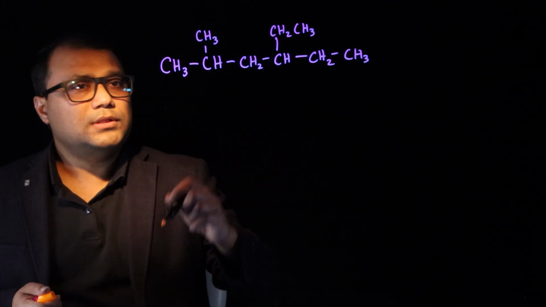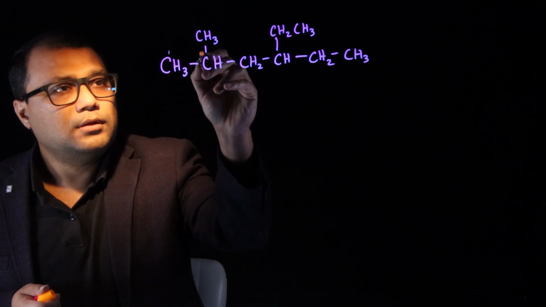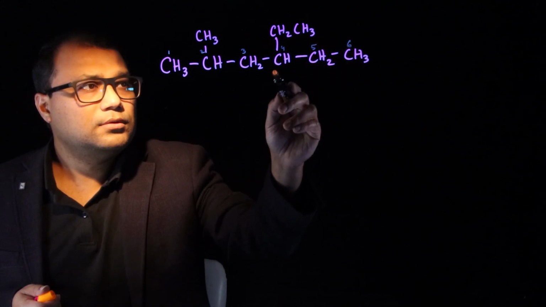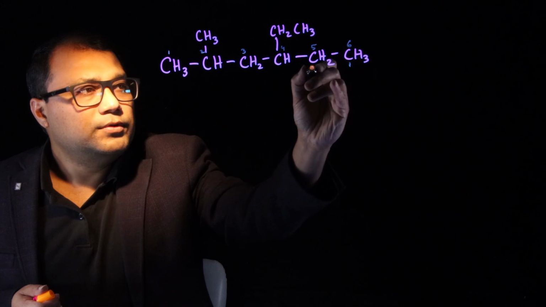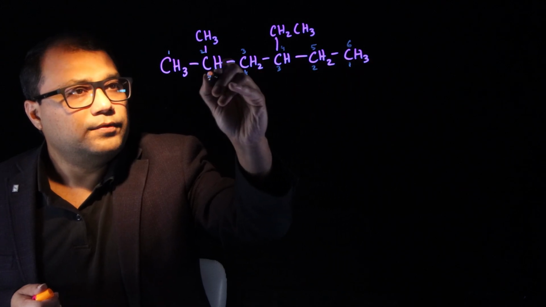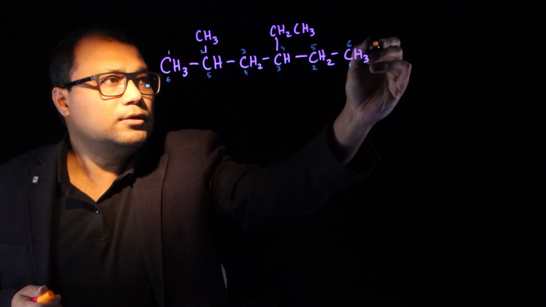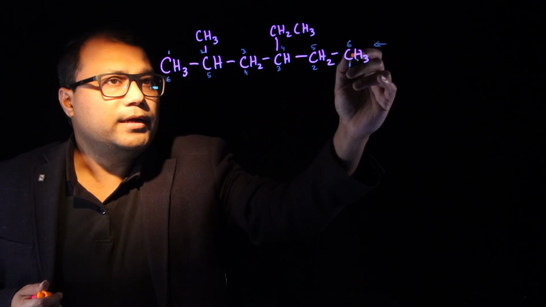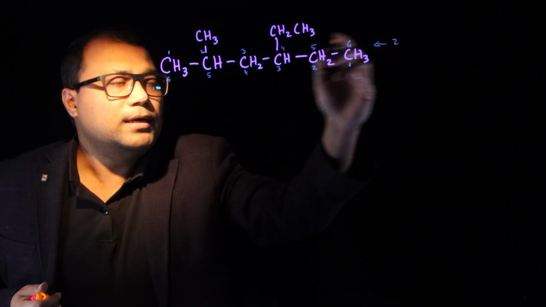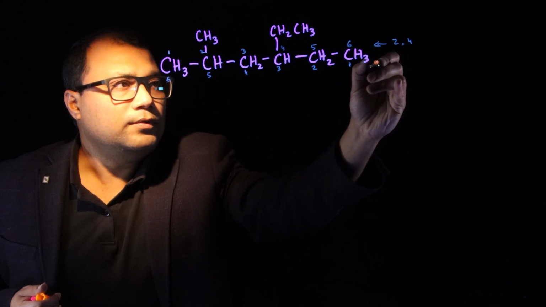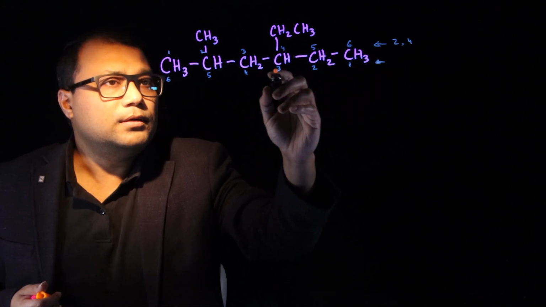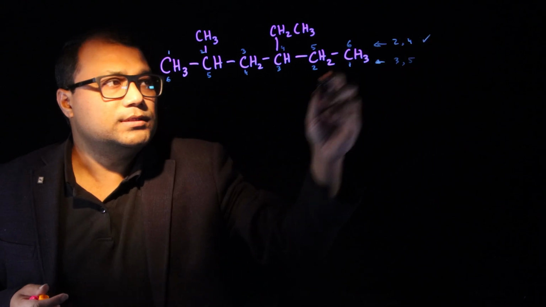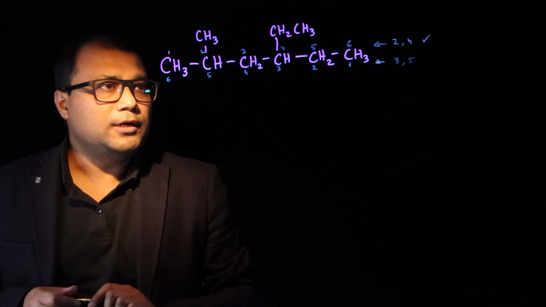Okay, so let's try to number this one first. We will number this 1, 2, 3, 4, 5, 6. This is the longest chain. Number it in the reverse order, 1, 2, 3, 4, 5, 6. If we consider the top numbering, then the methyl appears at 2 and the ethyl appears at 4. If we consider this numbering, then the methyl appears at 5 and the ethyl appears at 3. So obviously this one is the correct choice because that's the set of smaller numbers.